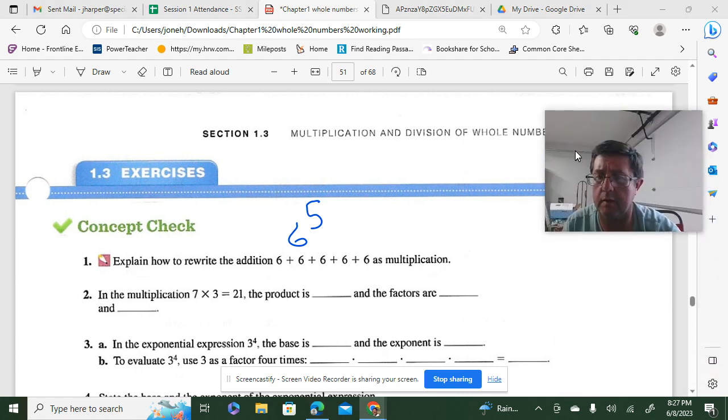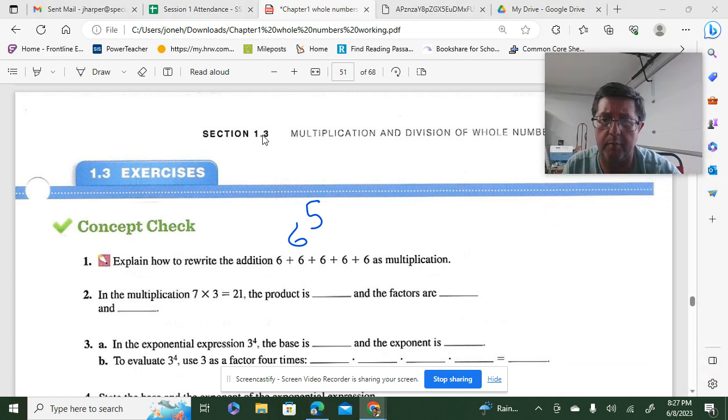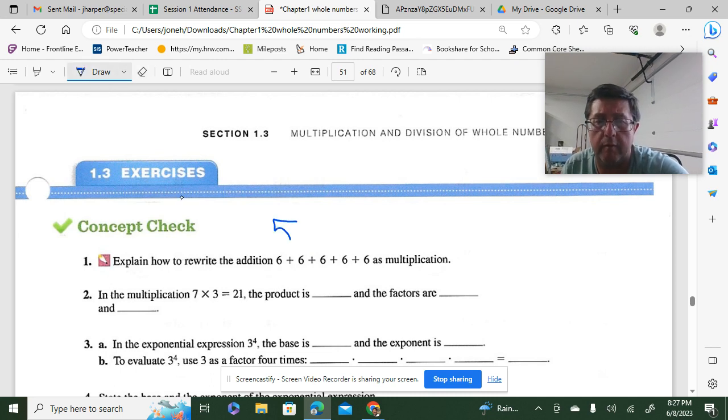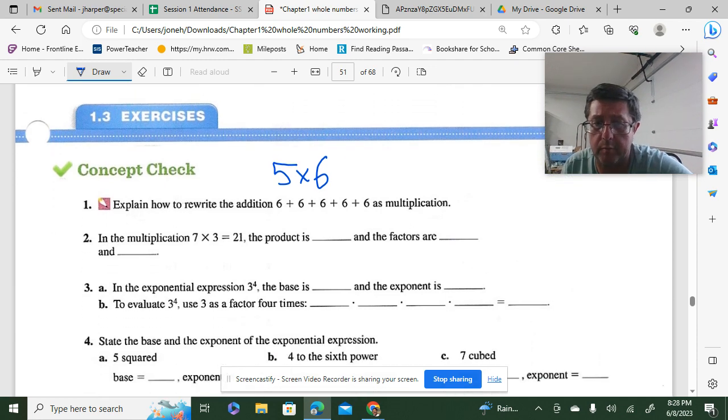Whoops, you know what? I see I messed up on this. I put 6 plus 6 plus 6 is 6 to the fifth power. That is wrong. That, written as a multiplication problem, is 5 times 6, because you're adding 6 five times. So I'm going to go over this a little bit with you guys. Try to engrave this into you.